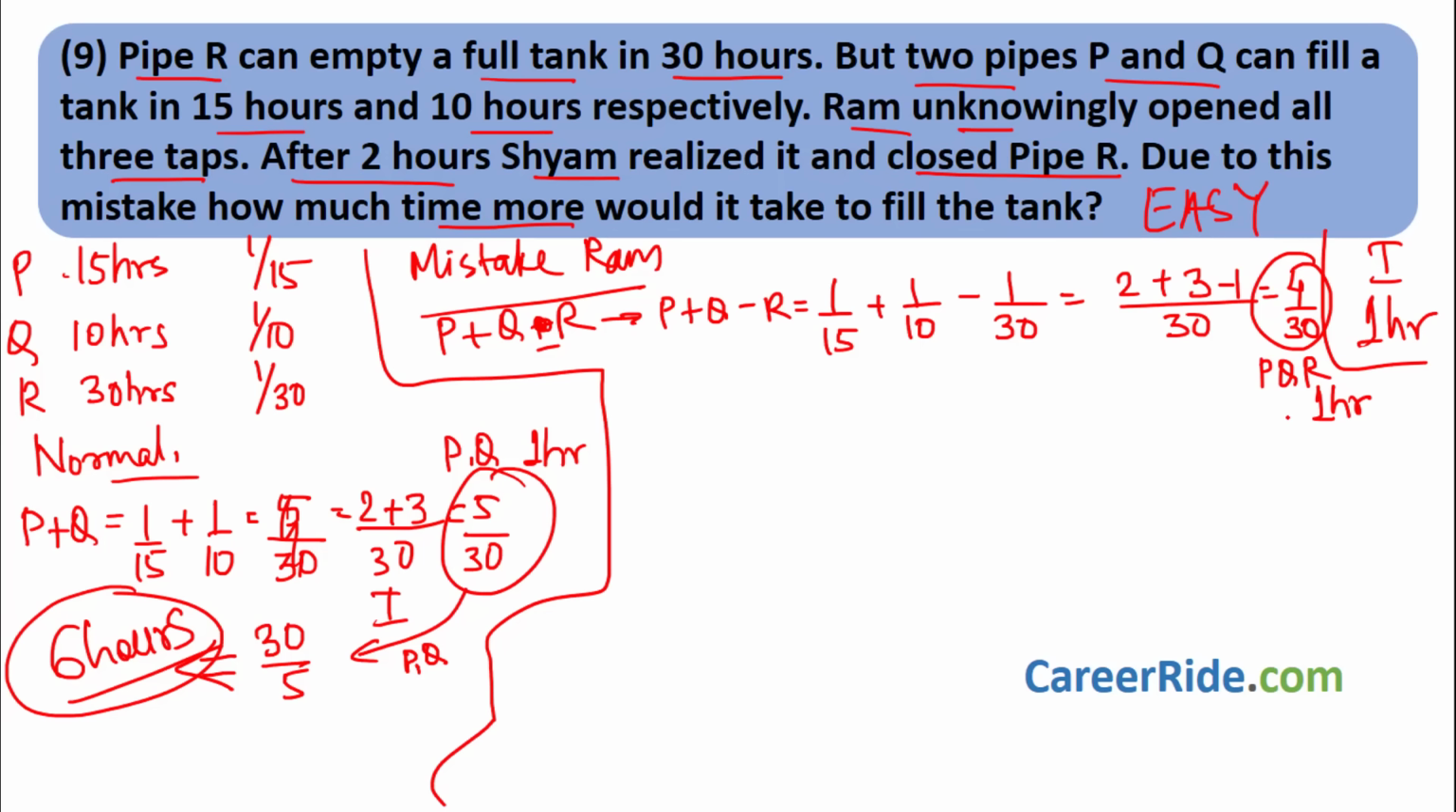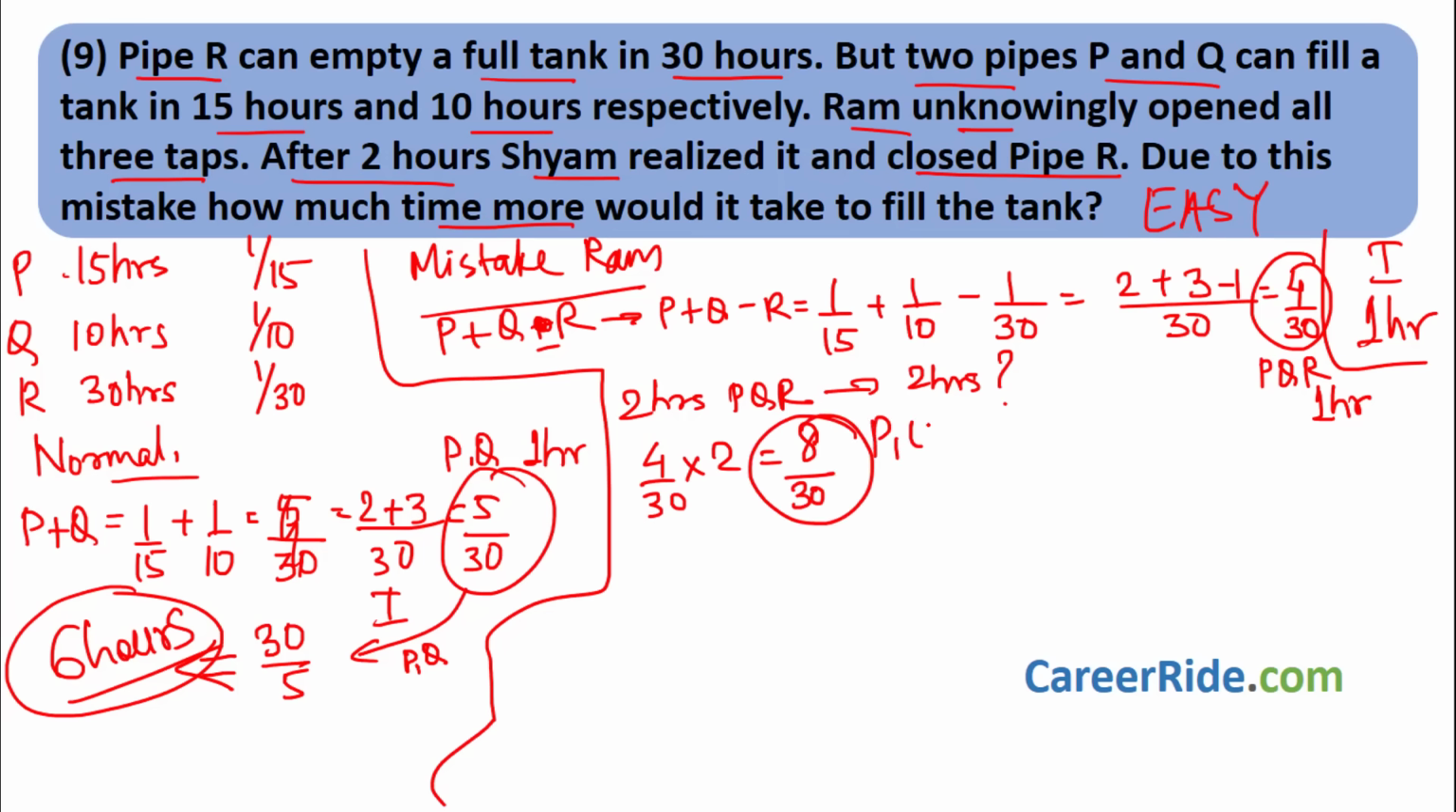Now Ram opened the 3 taps and after 2 hours Sham closed pipe R. That means for 2 hours P, Q and R were open. So how much of the tank gets filled in 2 hours? Simply in 1 hour 4 by 30 amount of tank gets filled. So in 2 hours just double, that is 8 by 30 amount of tank gets filled because of P, Q and R in 2 hours.